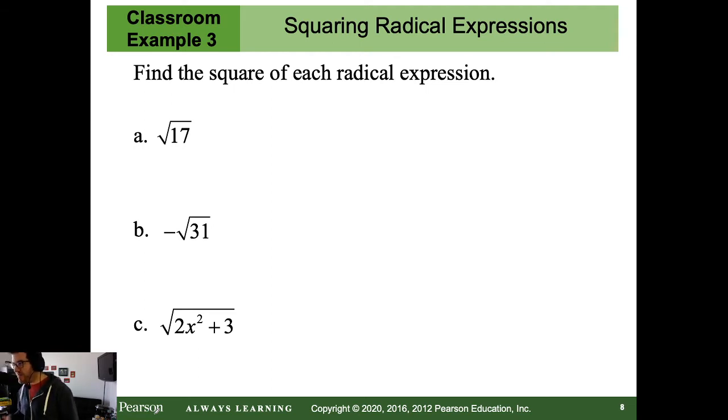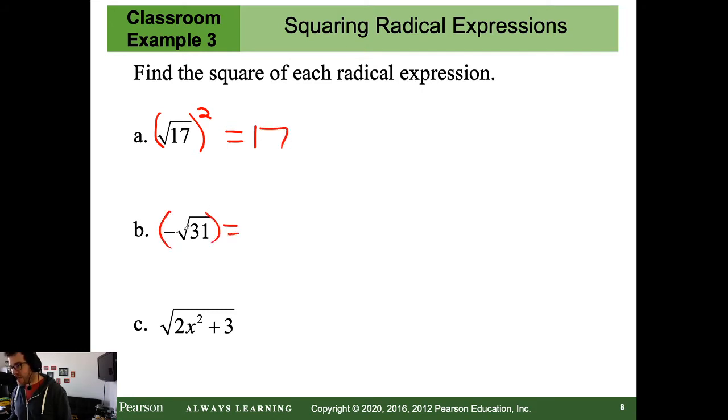Okay, so then if I asked you to do these ones, it says find the square of each radical expression. Okay, so what they want is they want you to square this. So what happens when you square this? Well, basically, the square root and the square are what's called inverses. So when you square a radical, it just gets rid of the radical sign. So that's just 17.